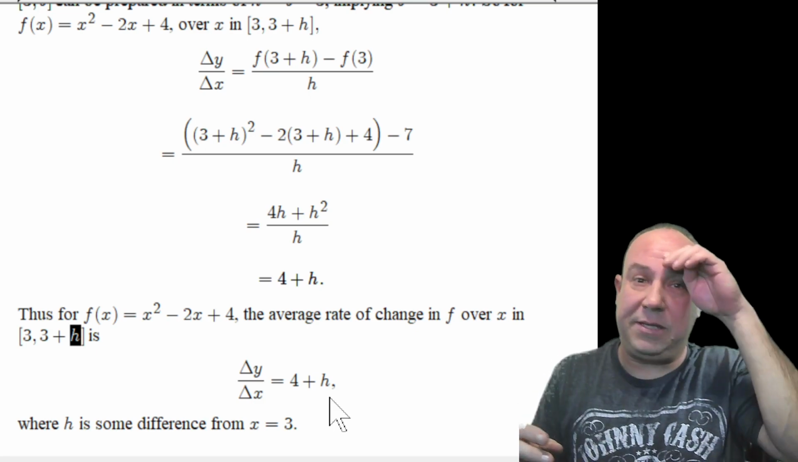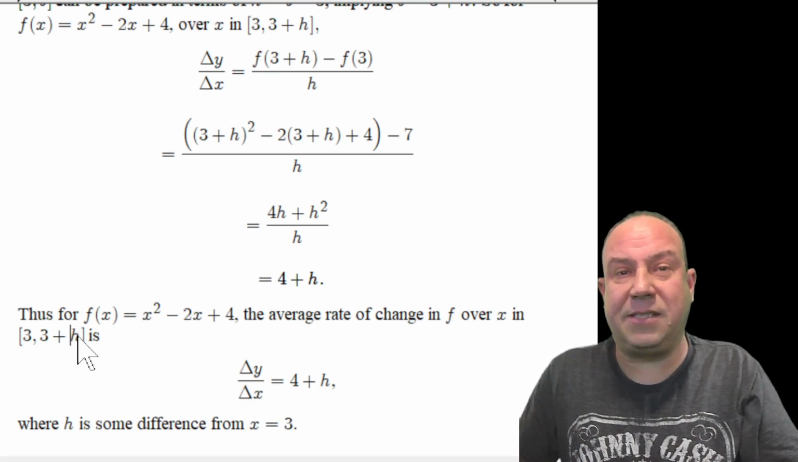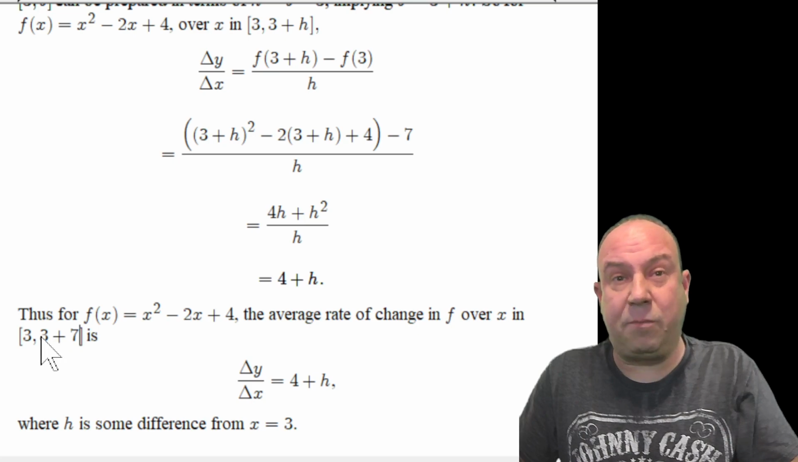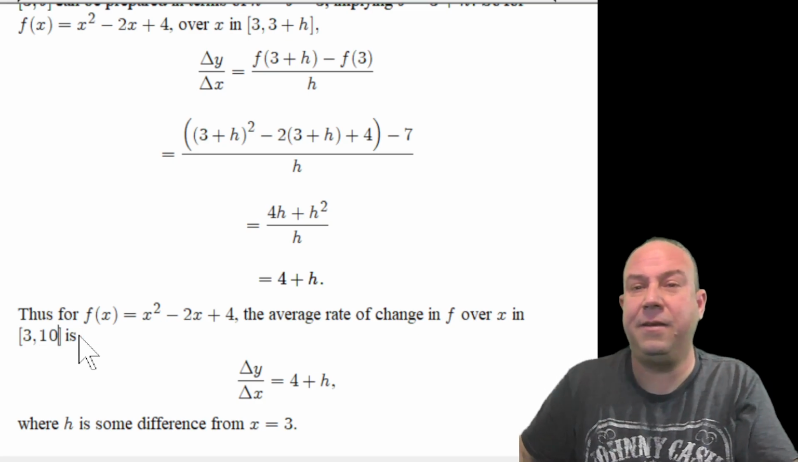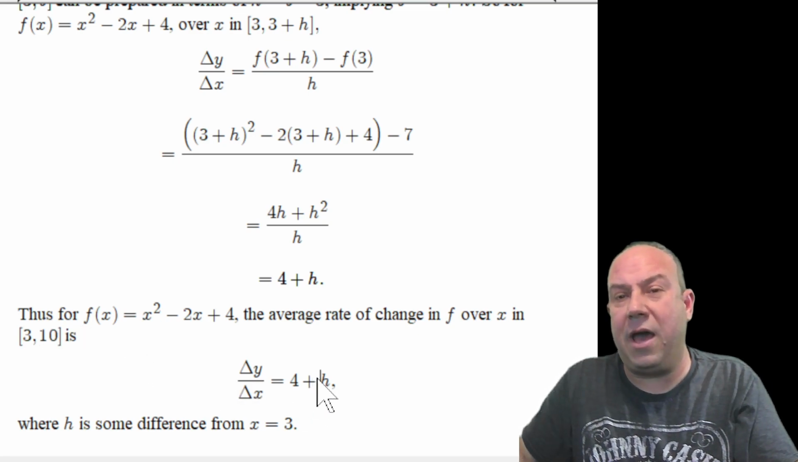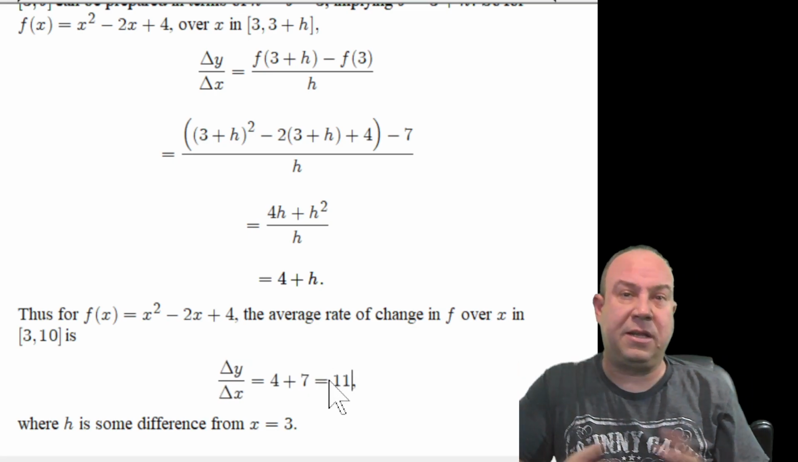If I wanted to be 7 units away, if I wanted the average rate of change from 3 to 10, right? Because 3 plus 7 is 10. Well, at 7 units away, we can see the slope of the tangent line would be 11.